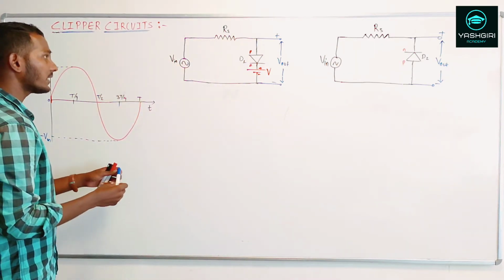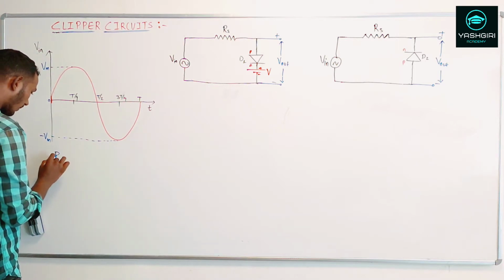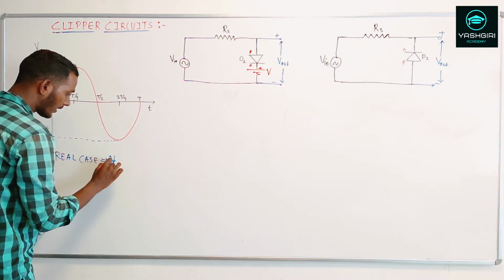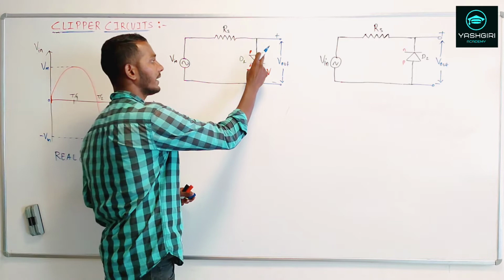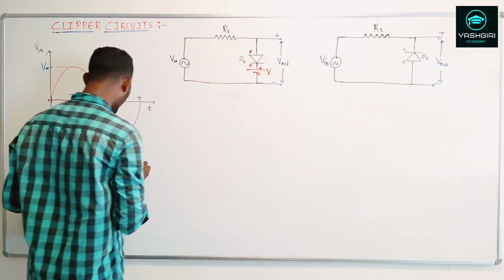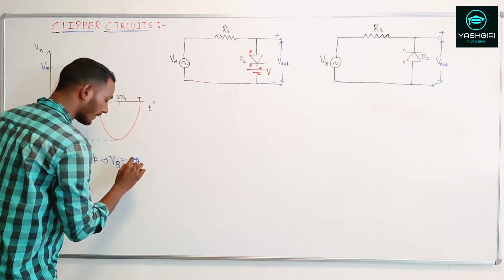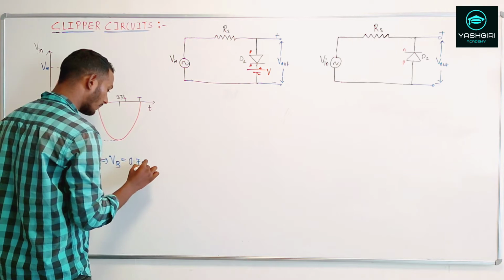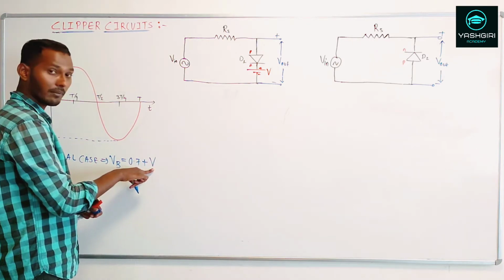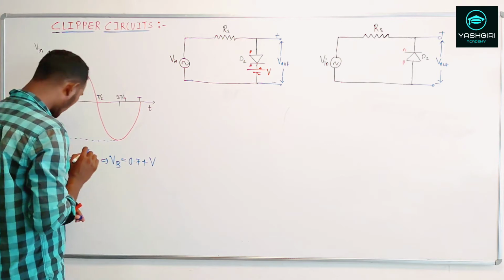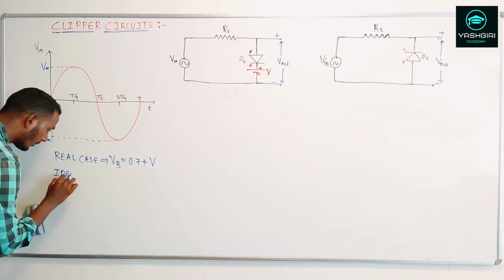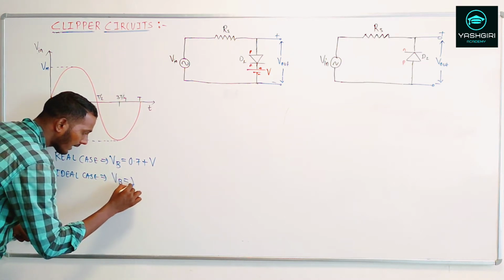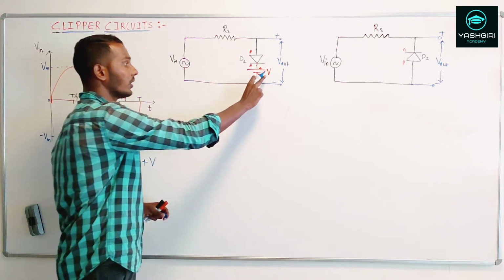Now, for the real case, what is the barrier potential? At the initial start, diode D1 has a barrier potential of 0.7 volt. Here we are giving some potential difference, that is, reverse biasing it. That means the barrier potential will get increased by V volts. This is for the real case. Whereas when I consider the ideal diode, I can neglect this 0.7 volt and say the barrier potential is just V volts.